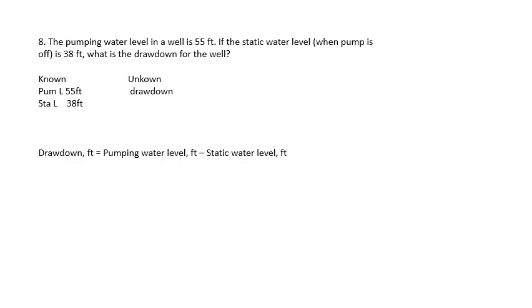The formula for finding a drawdown is the pumping water level minus the static water level. So you're going to plug your 55 feet in, minus your 38 feet, and it gets you a drawdown of 17 feet.